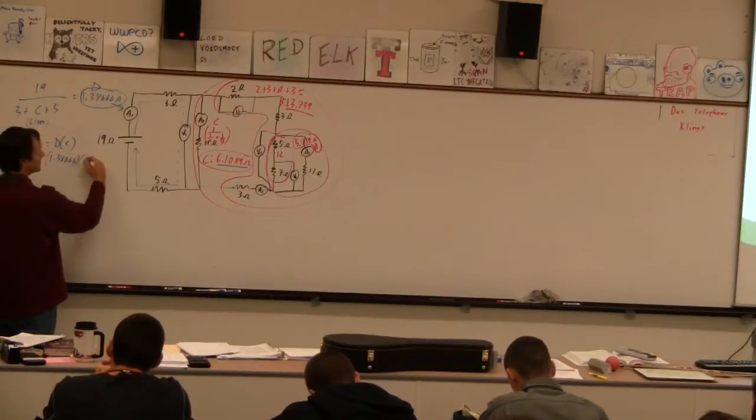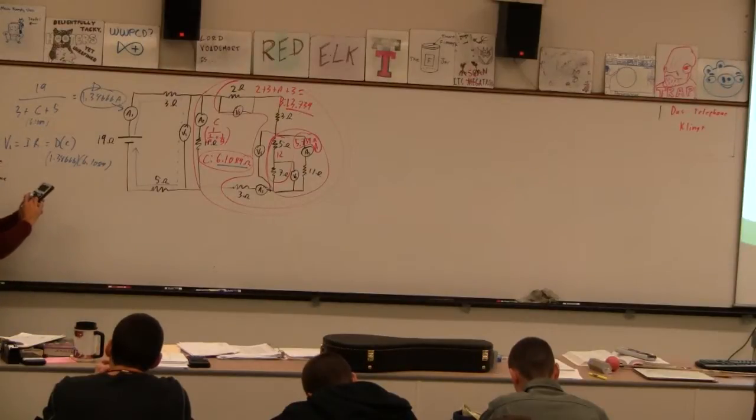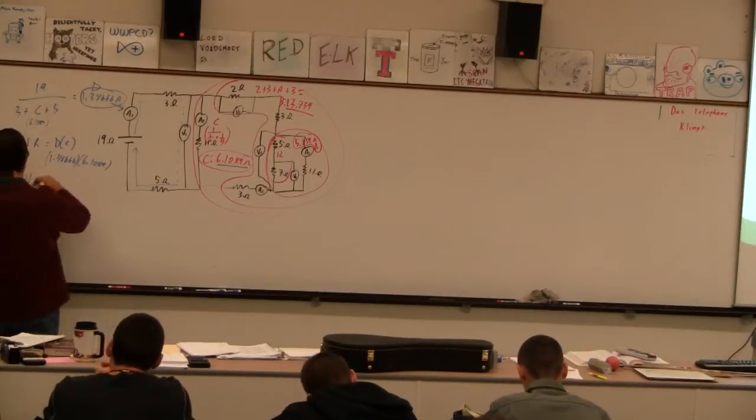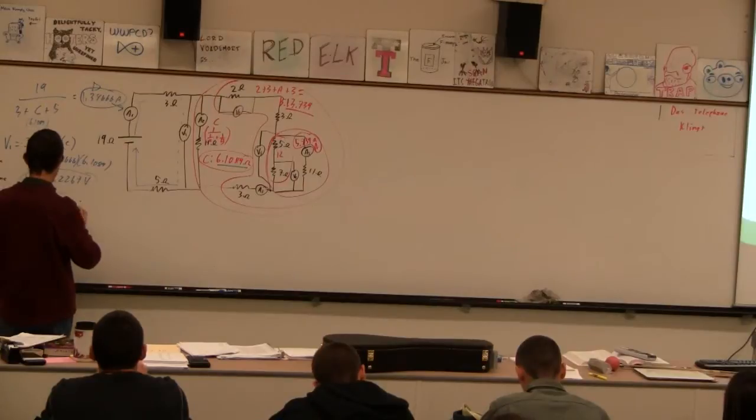And those numbers are 1.34666 times 6.1089, right? So I'm going to go this guy times alpha C. And I get that voltage, V1, is 8.2267 volts. And I'm going to store that in E.